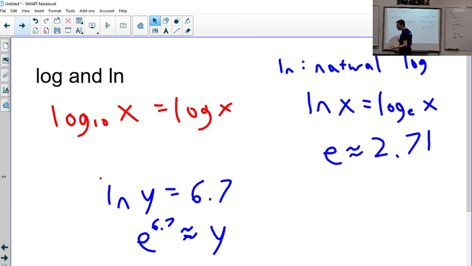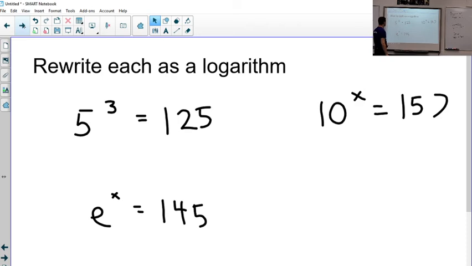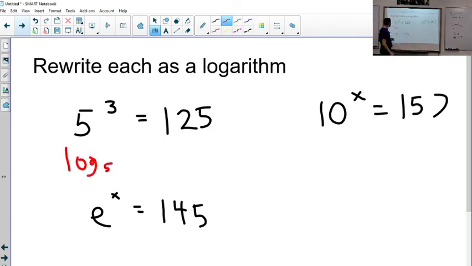All right, so let me do a couple more examples where we're writing it the other way. Rewrite each as a logarithm. I'm going to go quicker this time. Remember, the exponent is going to go in the answer. 5 is the base, so log base 5 of my answer over here, 125, equals 3. So log base 5 of 125 is asking, what number do I put here so that when I raise it to that power, I get 125, and the answer is 3.